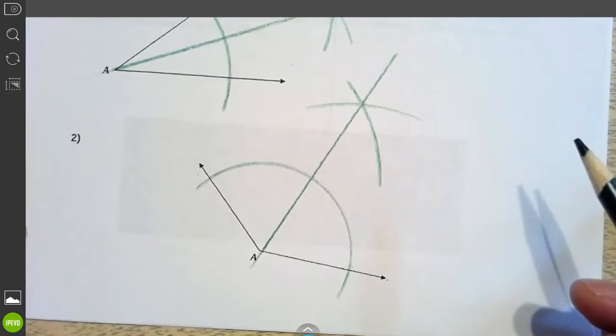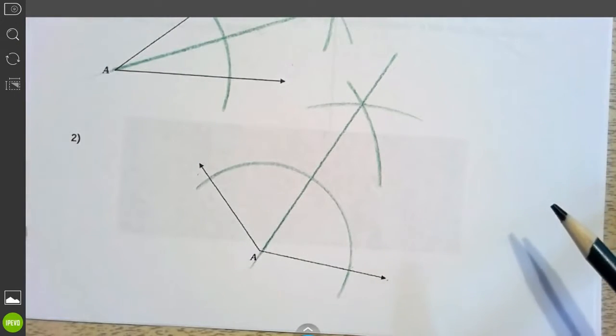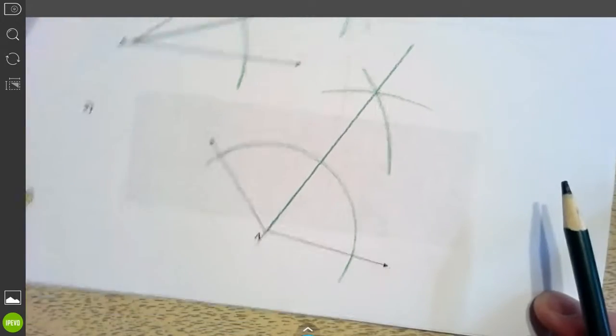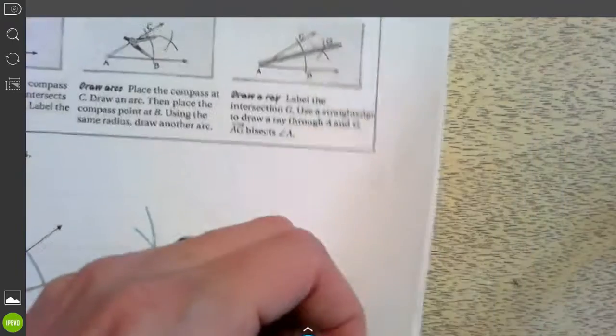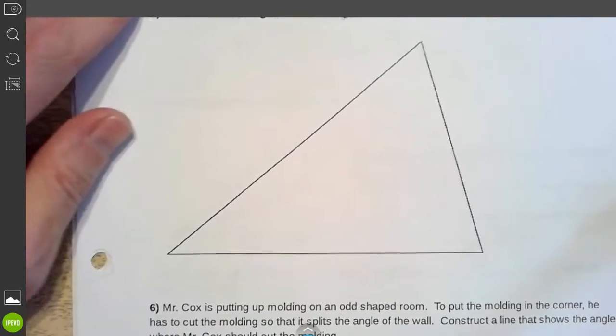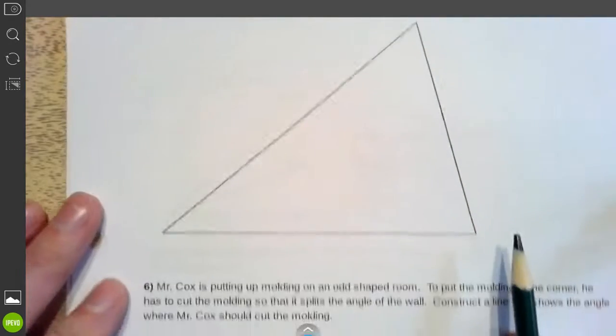Okay. Hey, the next two problems are actually the same thing, so I'm going to skip those. You can look on the answer key and see what it should look like. Okay, so that is number 3 and 4. But let's take a look at number 5. Bisect all three angles of this triangle.